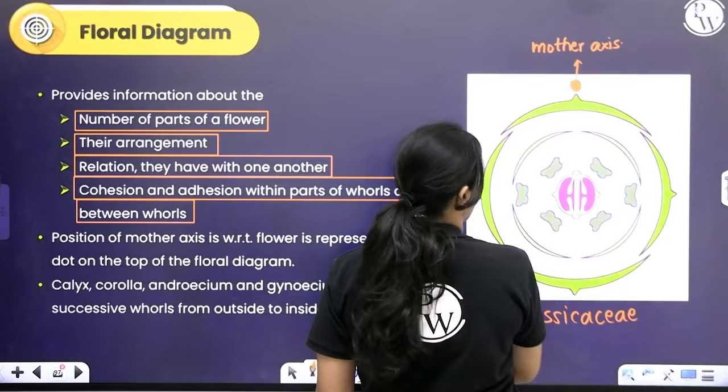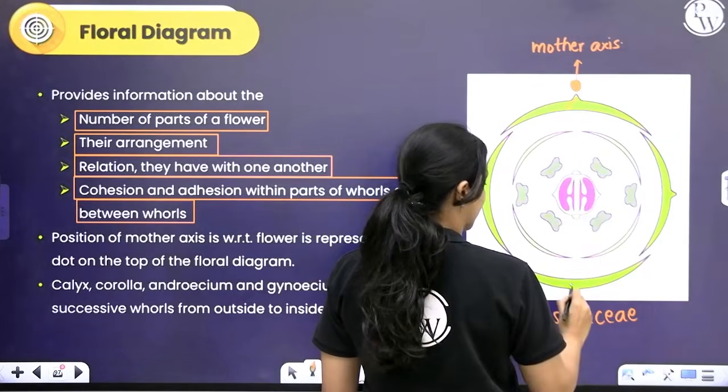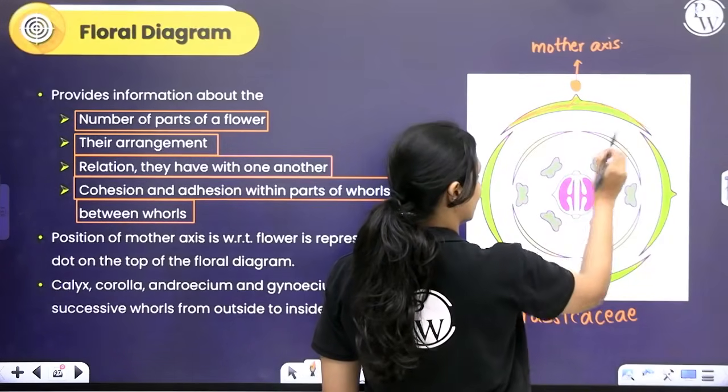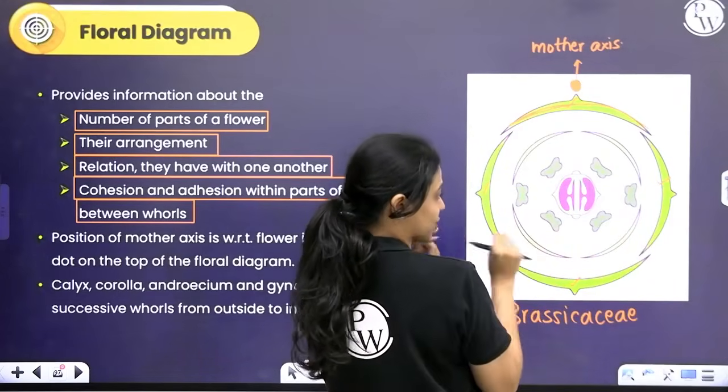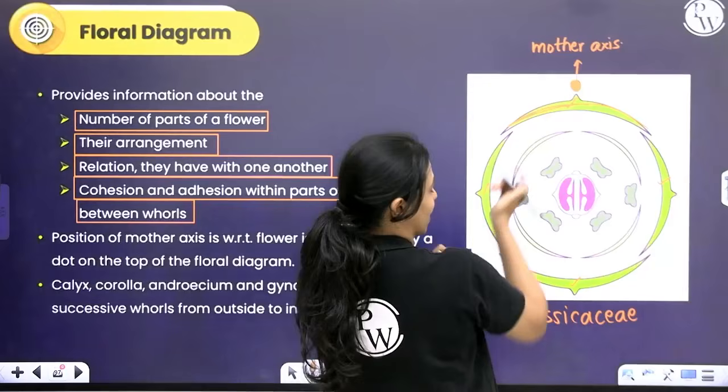Yeah. This one and this one here is present in the outer whorl. This one and this one are present on the inner whorl. So they are arranged in 2 whorls. That's why we write it as 2 plus 2.